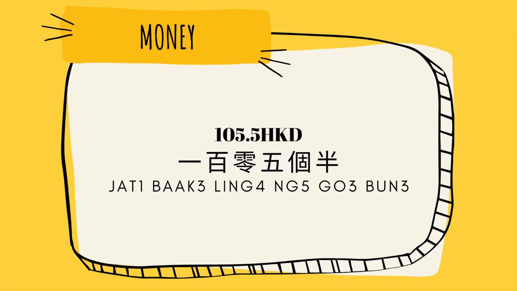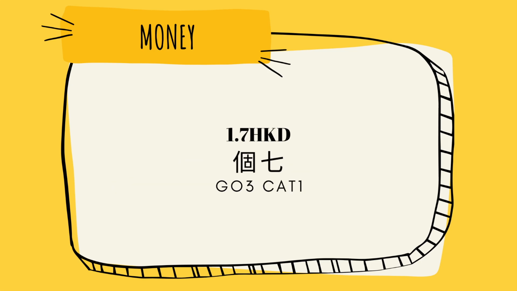For example, 40.2 Hong Kong dollars is 40個二. 105.5 Hong Kong dollars is 105個半. Sometimes you may hear people say 個七, which is 1.7 Hong Kong dollars. Local people will drop the 一 in the case of a single dollar amount followed by multiple 10-cent units. But of course, it is not wrong to say 一個七.